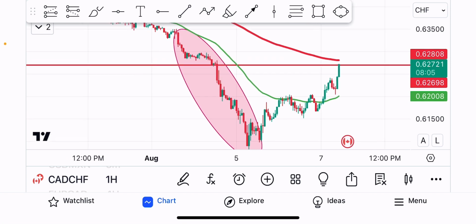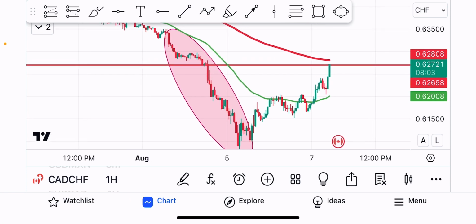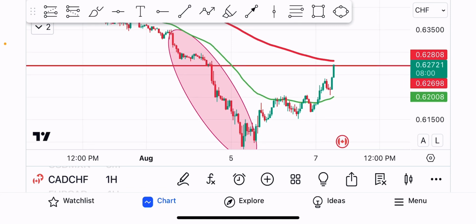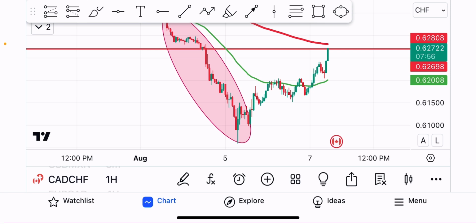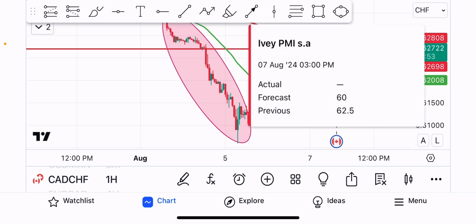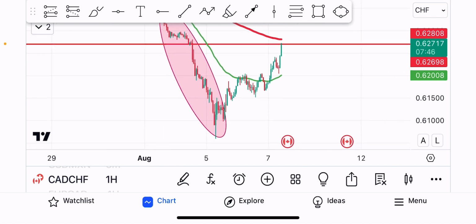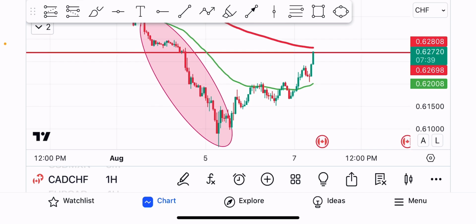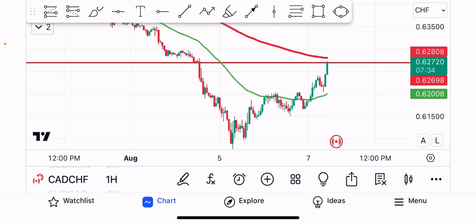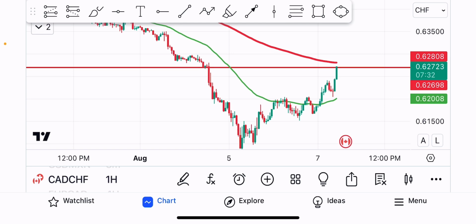So as we're focusing on looking for a sell opportunity, we cannot just sell without seeing a sign that the market is about to drop. Now we have IVPMI news coming from Canada today, being 7th August, by 3 p.m. We also have unemployment rate coming up tomorrow, being 9th. So we know that the anticipation of this news can impact the market sentiment.